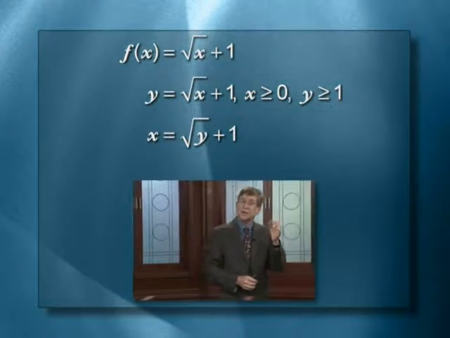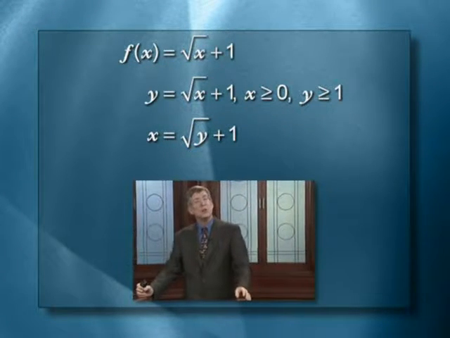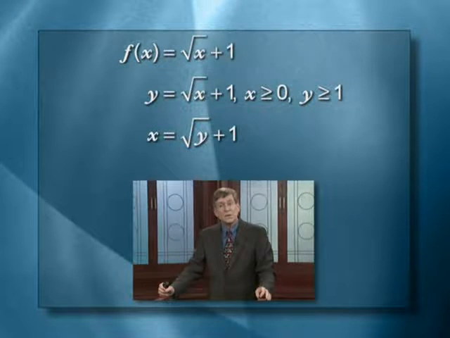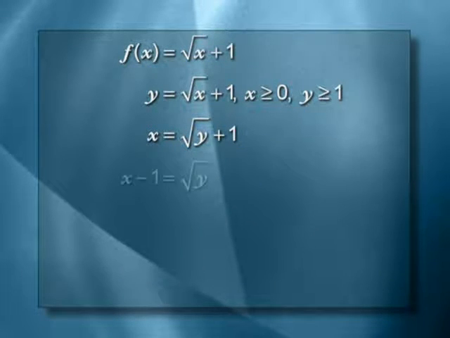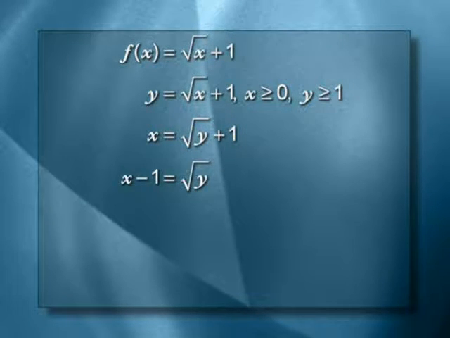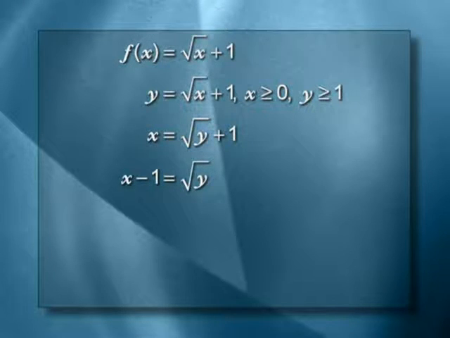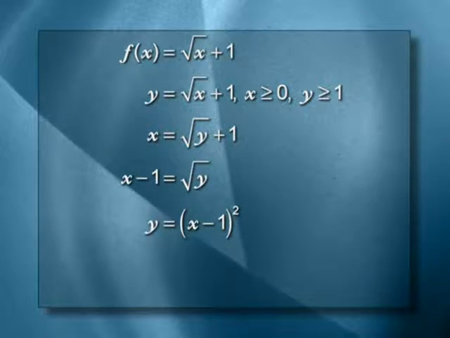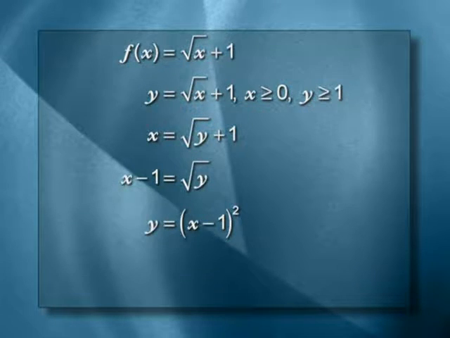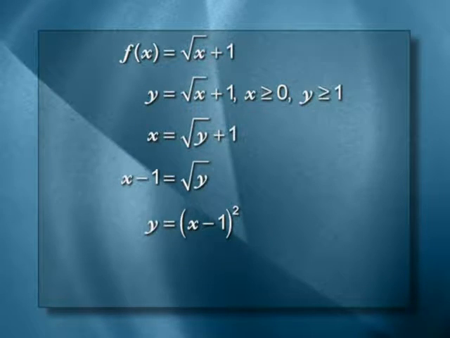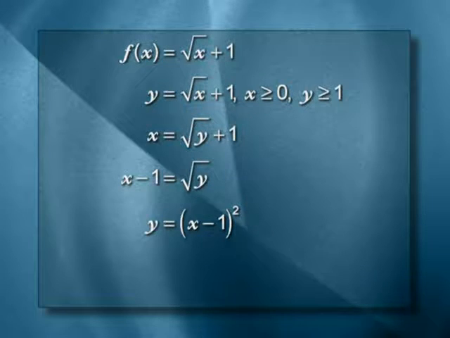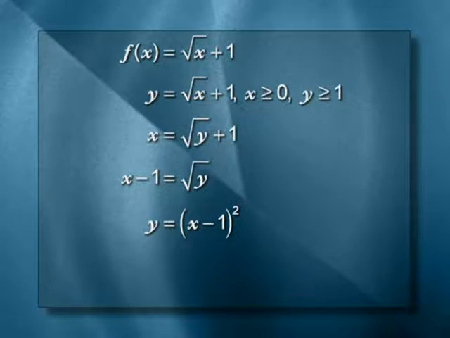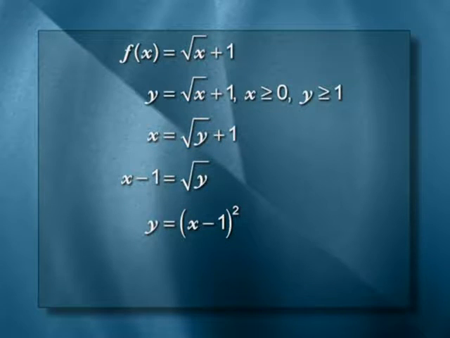So we now have the equation x equals square root of y plus 1. And solve for y. So subtract 1 from both sides, x minus 1 equals square root of y. And now square both sides, y equals x minus 1 squared. Aha. Be careful here. X minus 1 squared as it stands is not a one-to-one function. We have to think about the domain here.